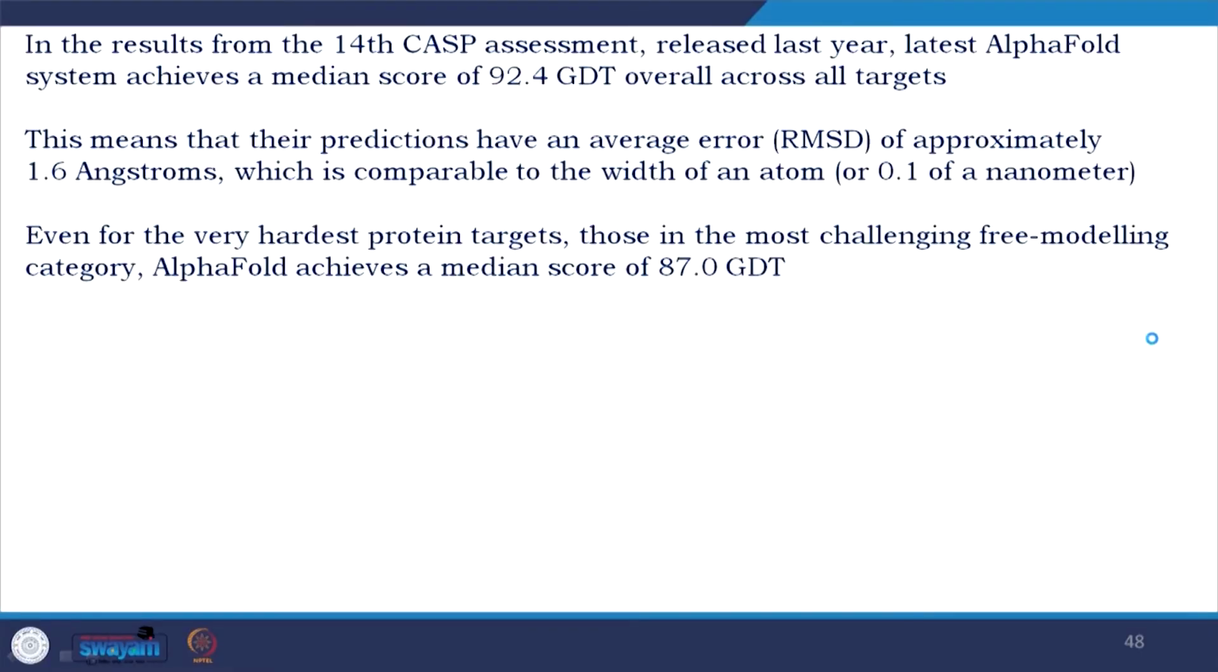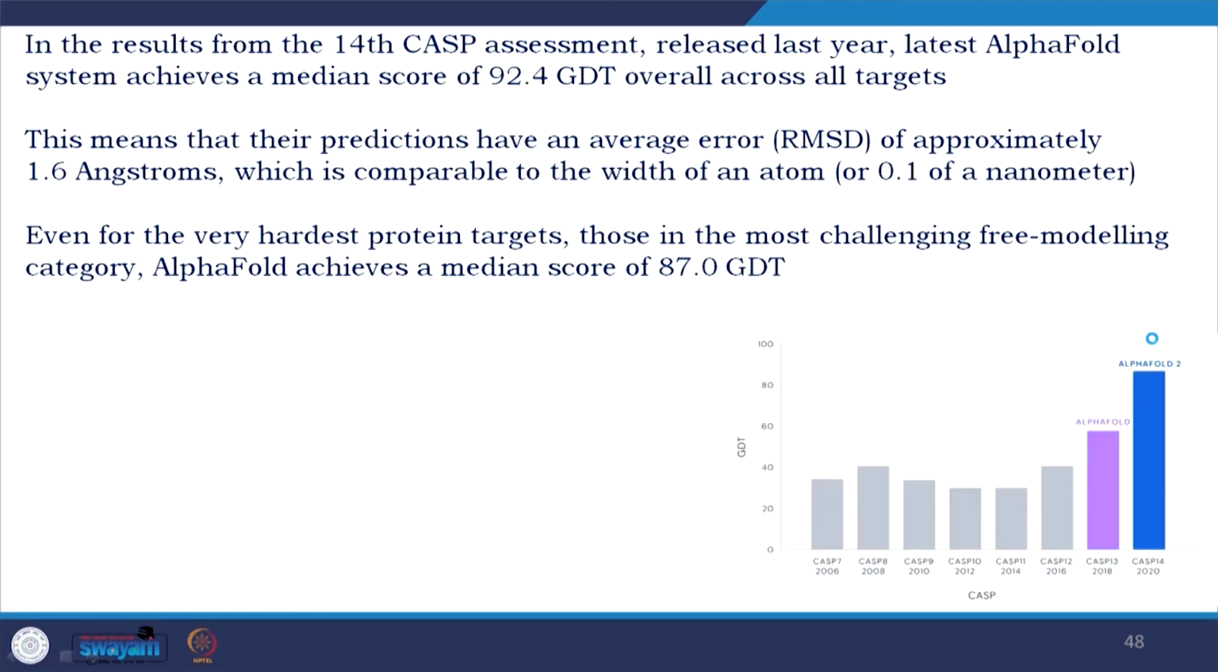Even for the very hardest protein targets, those in the most challenging free modeling category, AlphaFold achieves a median score of 87 with very difficult targets. So, this is the CASP and the performance of AlphaFold. You see 2018, because it comes every 2 years. So, this graph shows 6, 8, 10, 12, 14, 16, 18, 20. We will get the next one in 2022. If you see, this is around 92.4%, or 92.4 GDT.